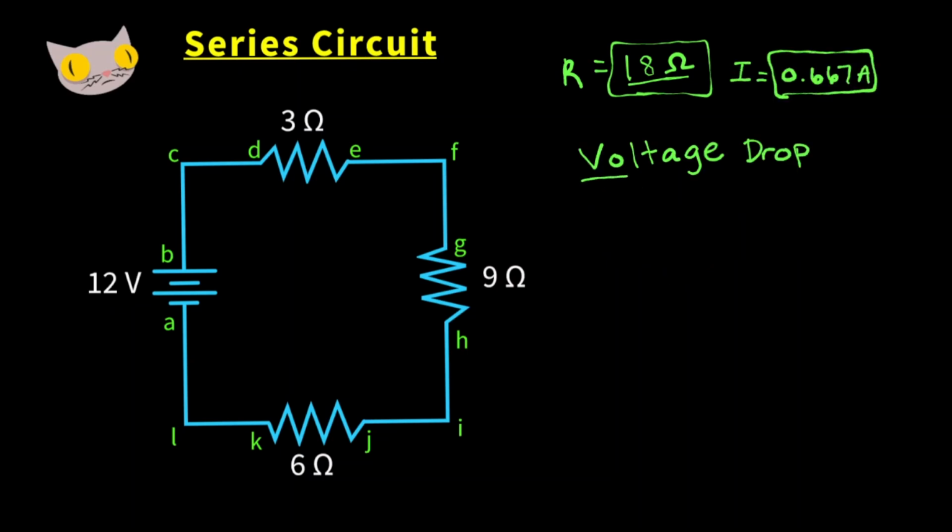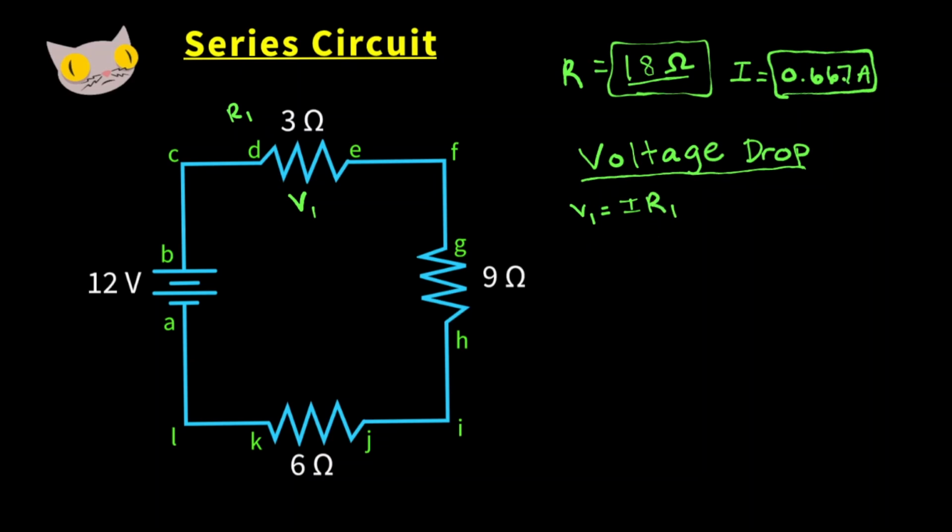Let's talk about voltage drop. So in a circuit, the voltage rises in the battery and then it drops as it passes each resistor. The voltage drop in a circuit can be found using Ohm's law. So let's go ahead and find the voltage drop across this first resistor. We'll call it R1, and the voltage drop, we'll call that V1. So V1 is going to equal current times resistance, R1.